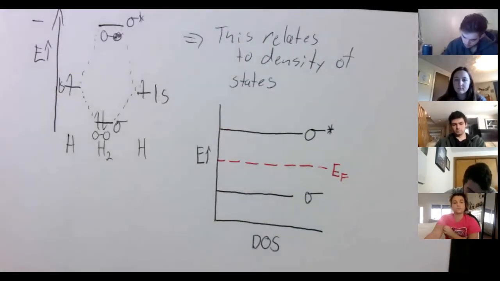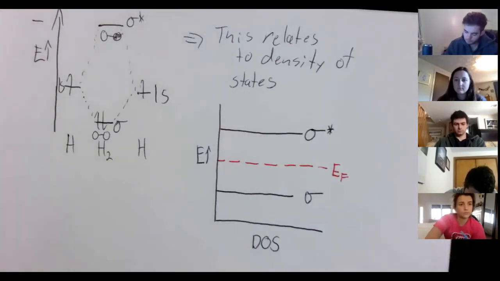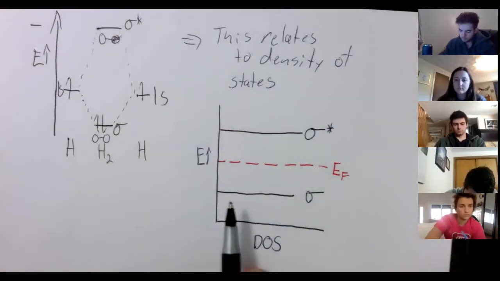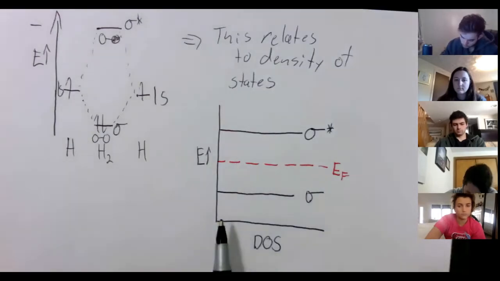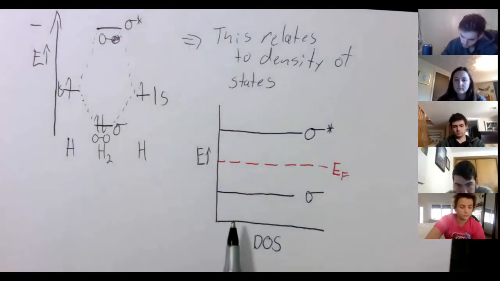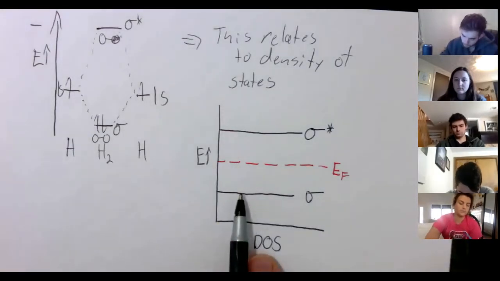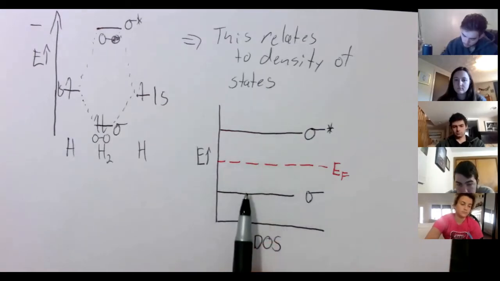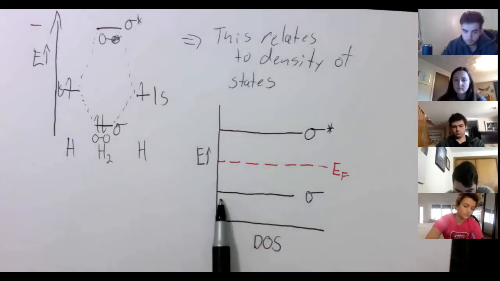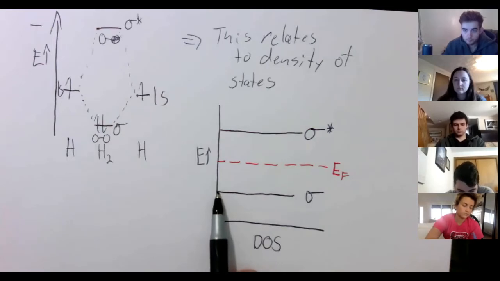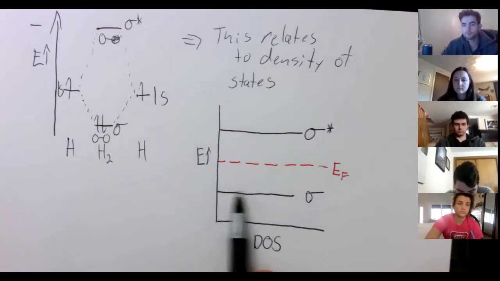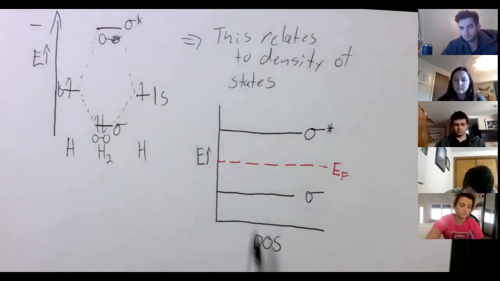It's usually halfway in between. Okay, so that's what the DOS looks like for an H2 atom. And these are delta functions, Kronecker delta functions, where they fan out a little bit, but they really just stick up at certain points. You can think of them as peaks.